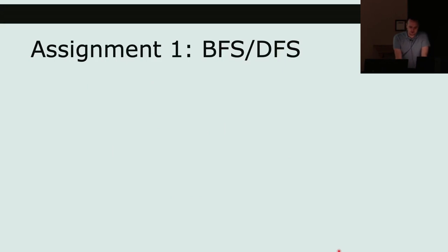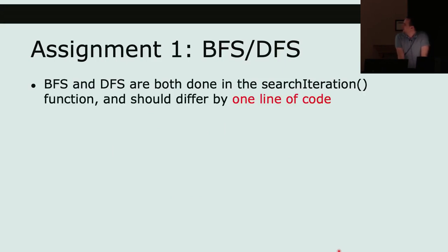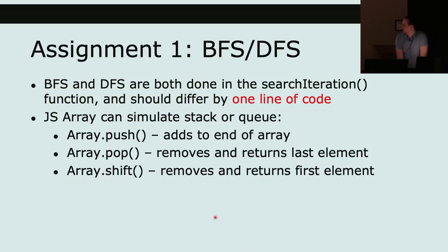So assignment 1, BFS and DFS, they're both done in the search iteration function and should only differ by one line of code. And I'll show you that line of code in a second. And oh, here it is. So you can implement your open list however you want. I'm not imposing an open list on you, but what I highly recommend is just use a JavaScript array.